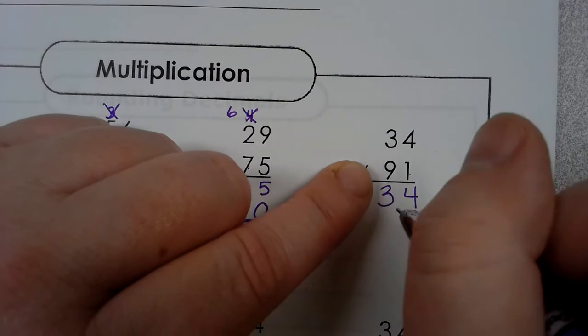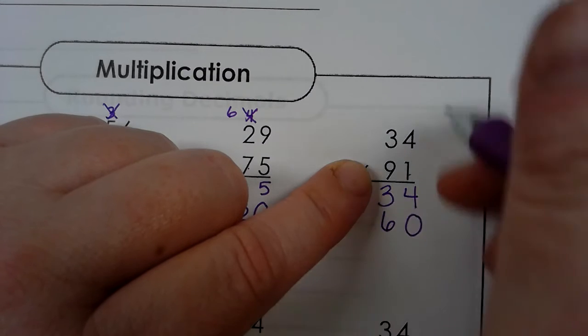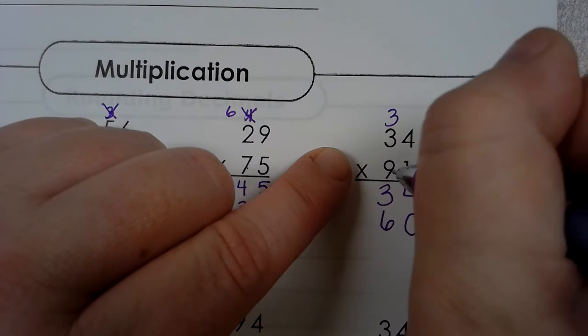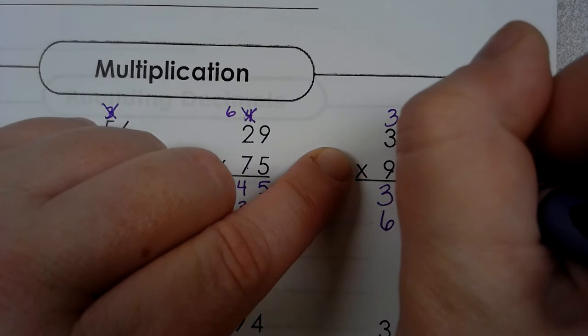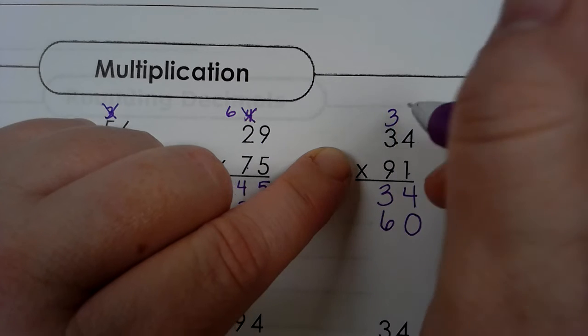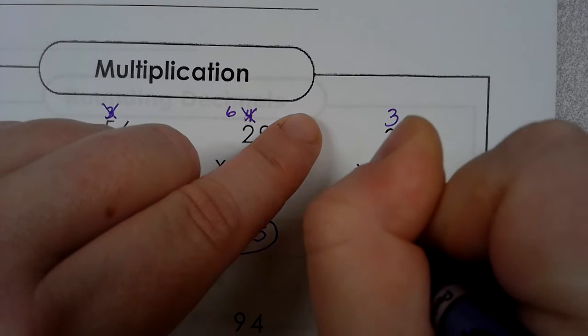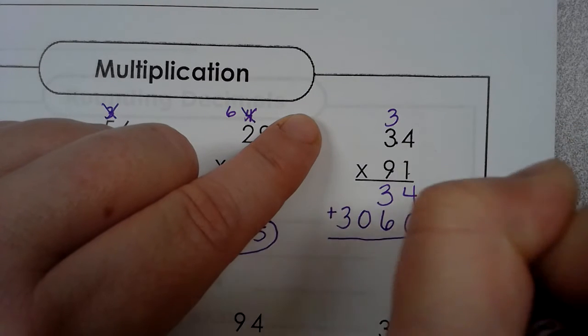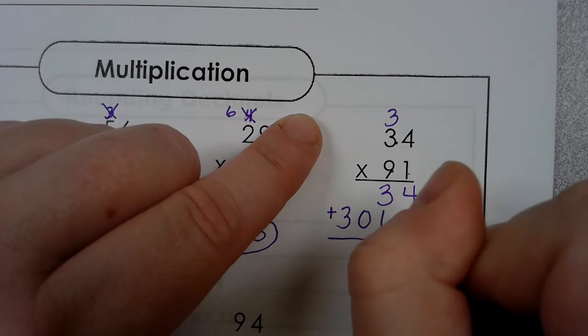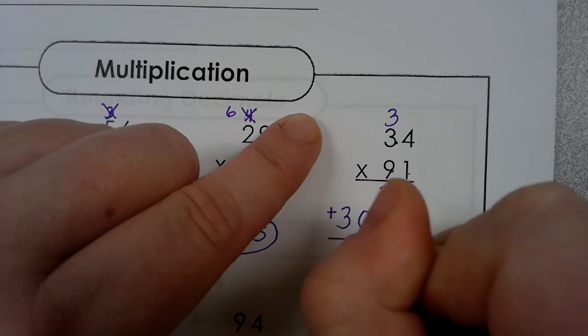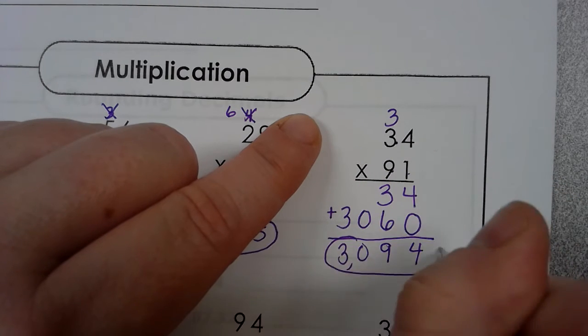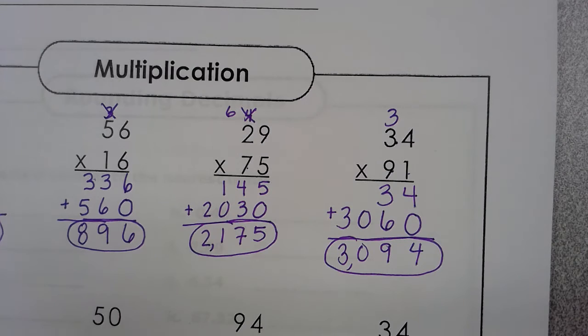9 times 4 is 36. So I put my 6 here, kick up my 3. 9 times 3 is 27. Plus 3 is 30. And just add 4, 9, 30. All right.